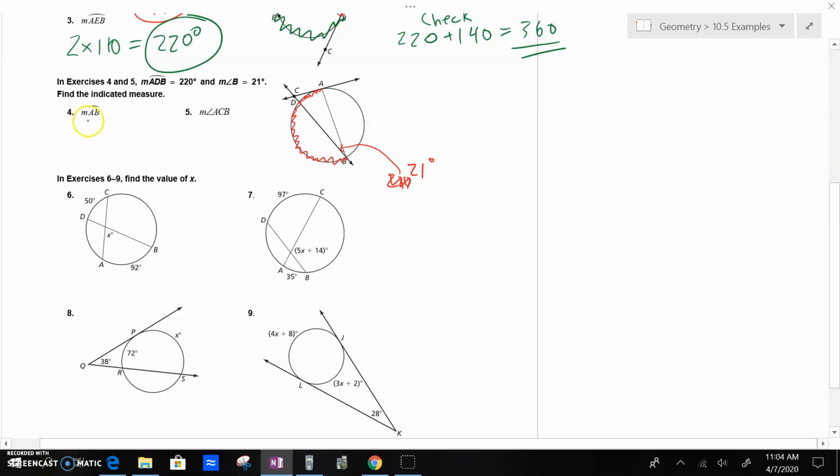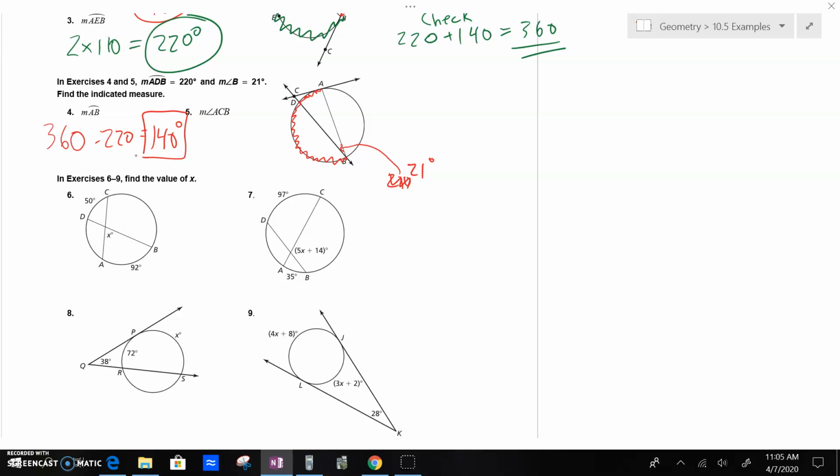Then they're asking us to measure arc AB. So arc AB is actually the arc that I haven't used the red squiggly on. We did arc ADB, this red squiggly line all the way here, which was 220. Arc AB, the rest of it, would be 360, the whole circle, minus 220, what we used up, which gives me 140 degrees left over. And that's just what remains in the circle. So that's 140. And then what we're asked to do is find angle ACB.